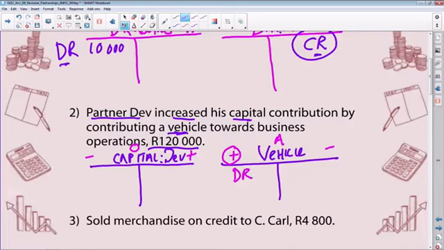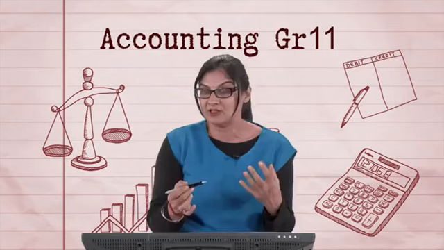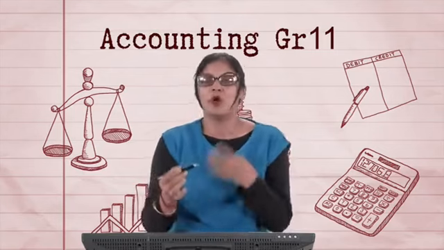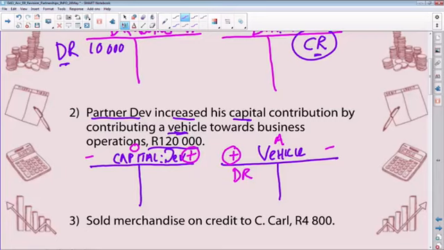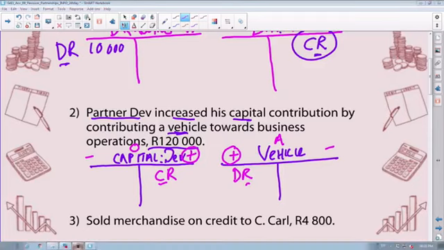Okay. Right. Capital, on the other hand. Now remember, the more capital partners contribute, the more profit the owners expect, because capital, the more you put into the business, you obviously expect your owner's equity to increase. Profit with more capital will increase. So capital will be credited with that amount of $120,000. Okay, you guys got that. So debit vehicles, credit capital. Hopefully most of you were able to identify the two accounts correctly. So let's enter that into our answer sheet.